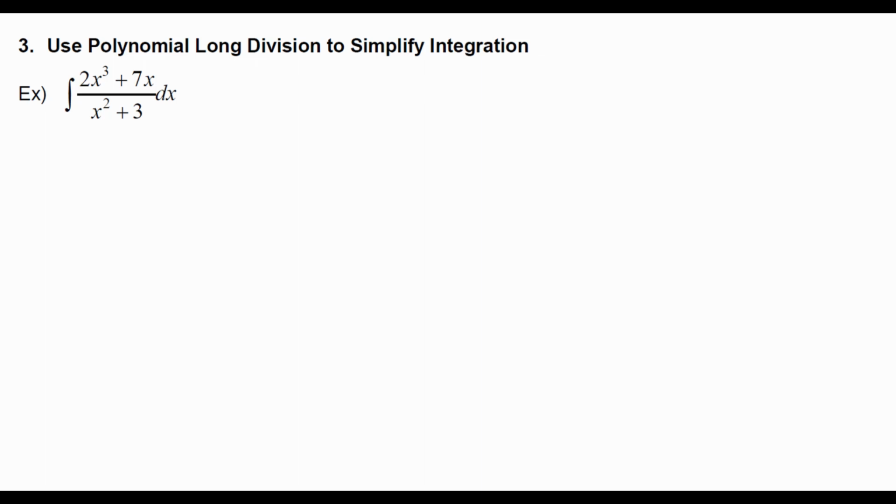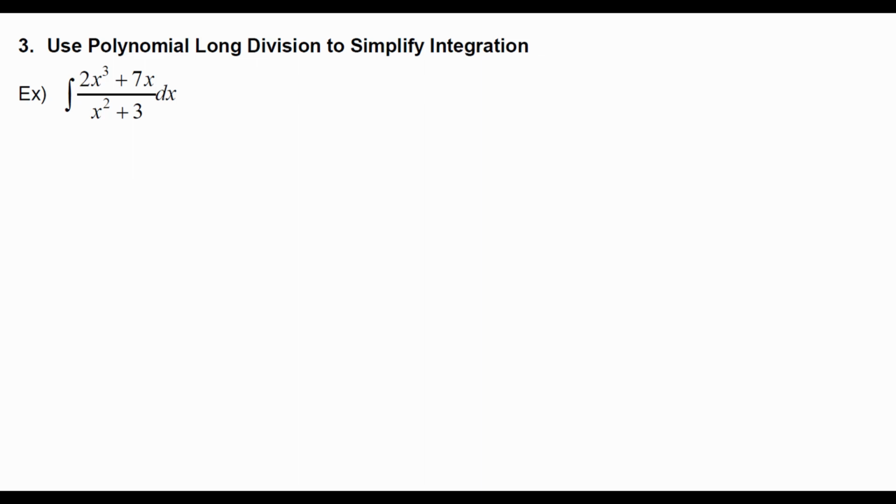Next example. Integral of 2x cubed plus 7x over quantity x squared plus 3 dx. So how would you integrate a problem like this? And I don't see a composition of functions here. I have a polynomial over polynomial. But then this is not u prime over u either, since my numerator has a higher degree than the degree of denominator. So then what do we do?